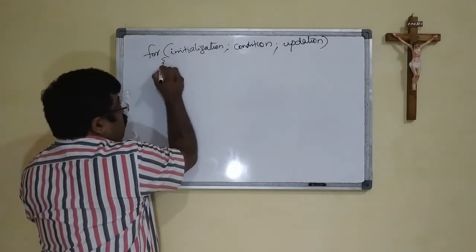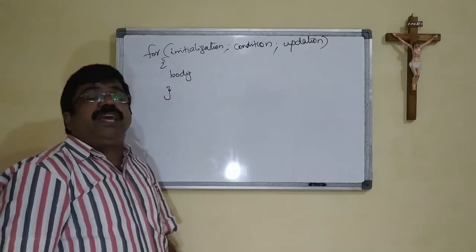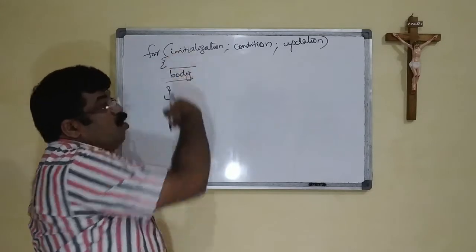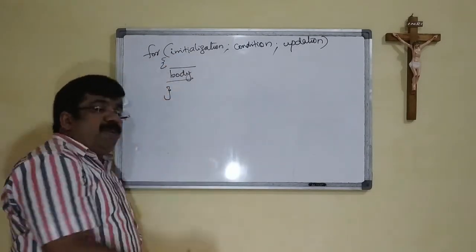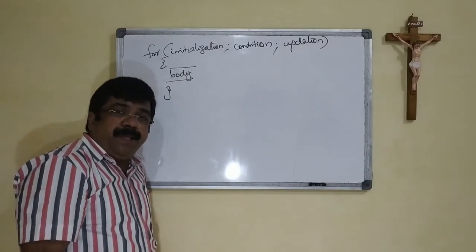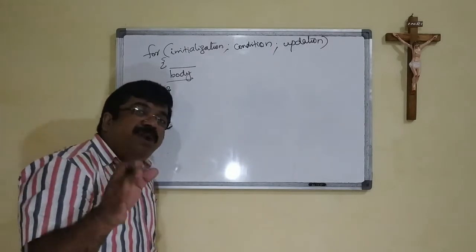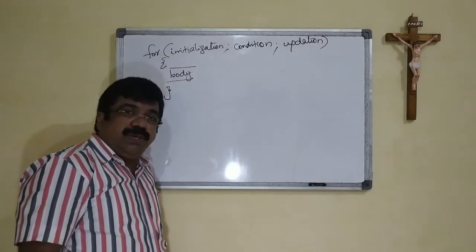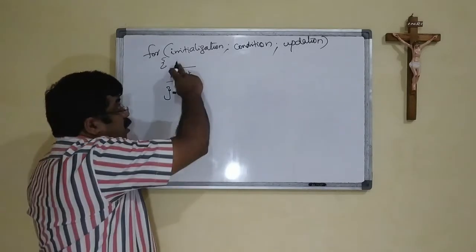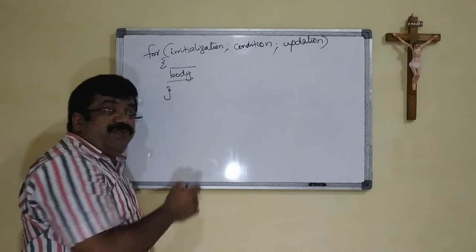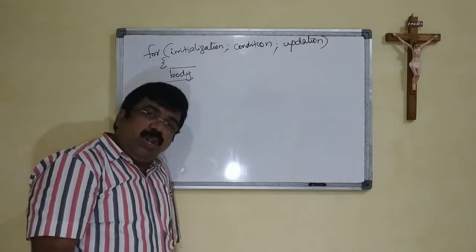Then we will give the body of the loop, the statements which are to be executed along with the loop. These two curly braces are given there. They are not part of the loop, means it is not part of the syntax. It is given here in order to make you understand that the body is enclosed within a block which will be running along with the loop.